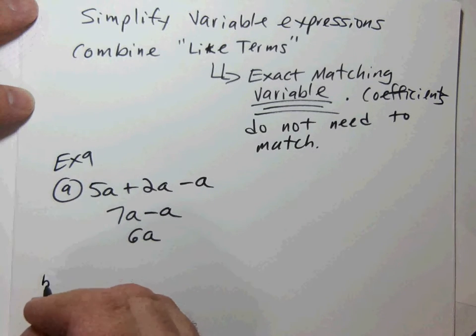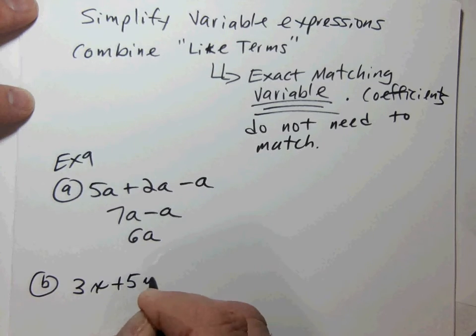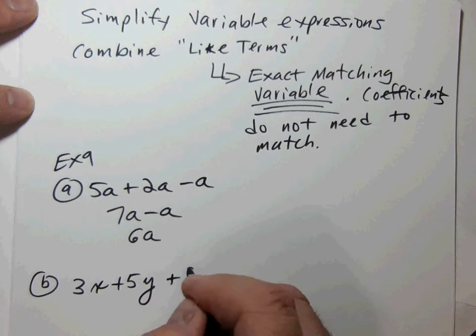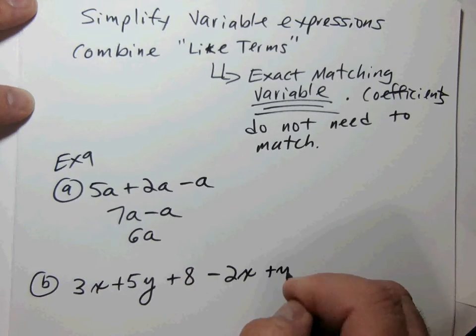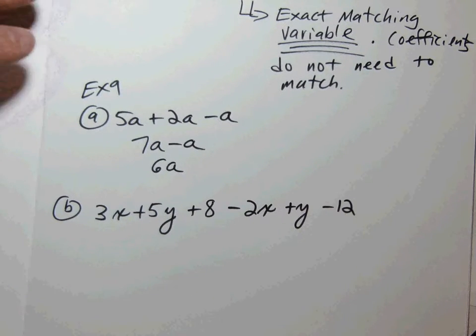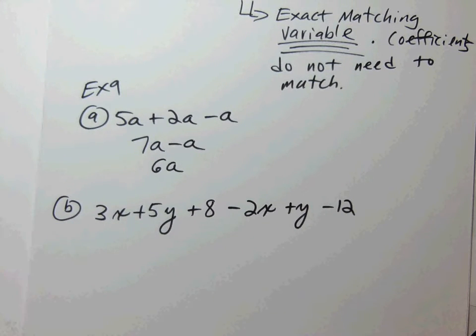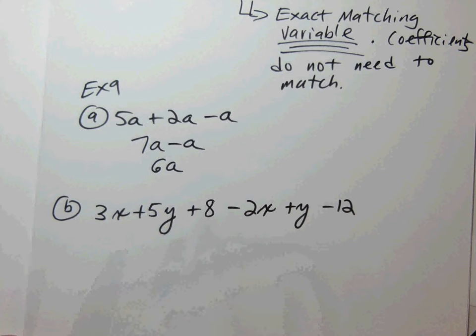Okay, part B. 3x plus 5y plus 8 minus 2x plus y minus 12. Now I've got 3 different things at work here. I've got x's, I've got y's, and I've got regular constants. Okay? Like terms mean the x's are going to be put together with the other x's, the y's with the other y's and the constants with the other constants. So I've got a 3x minus a 2x there, right?